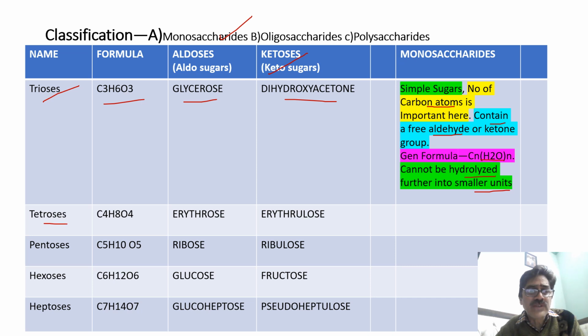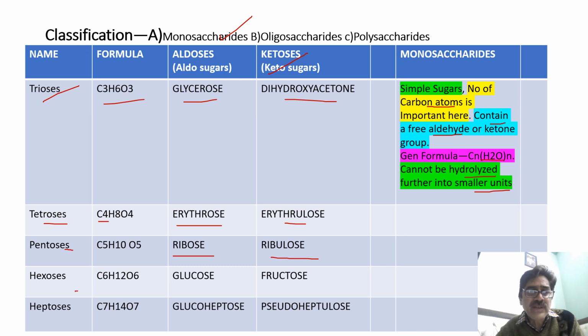Similarly, tetroses means those monosaccharides which contain 4 carbon atoms. Example is erythrose. This is an aldo sugar bearing an aldehyde group. In case of keto sugars, it is erythrulose, which bears a keto group. When it contains 5 carbons, pentoses, C5H10O5. Example is ribose, an aldo sugar bearing 5 carbon atoms. Ribulose is a keto sugar bearing a ketonic group.